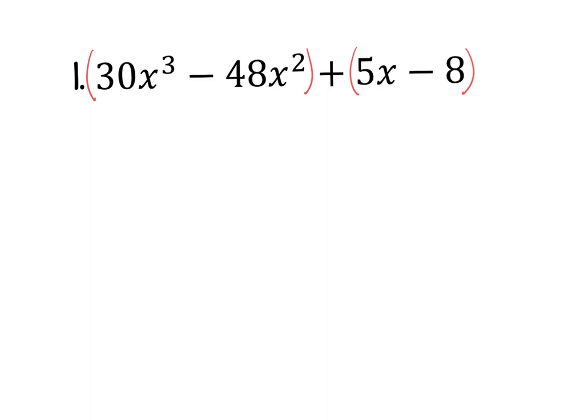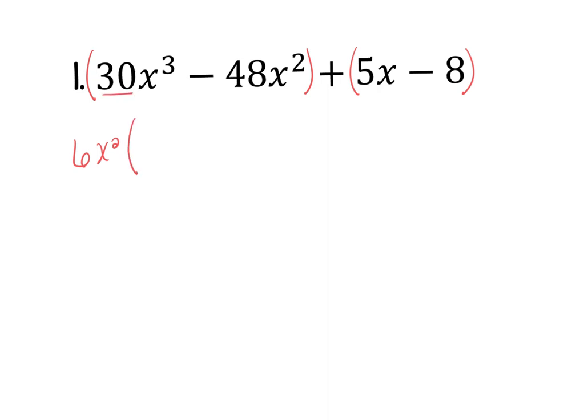Then I'm going to look at these groups individually. I'm going to say between 30 and 48, what is the largest number that those two have in common? So what goes into 30 and into 48? 6. So I'm going to take a 6 out. What about the variables? Can I take any variables out of this group? Yeah, 2 of my x's, so x squared. And then I am going to take that out just like I have been doing.